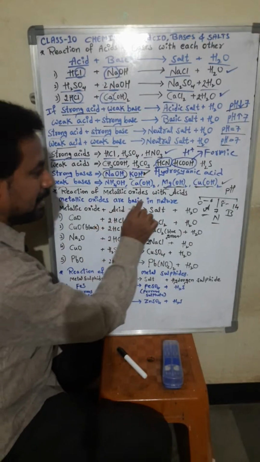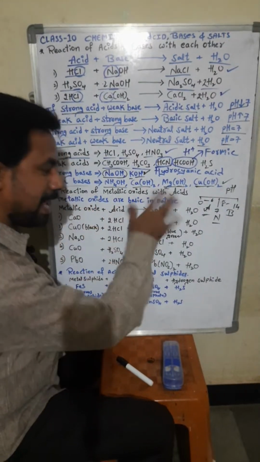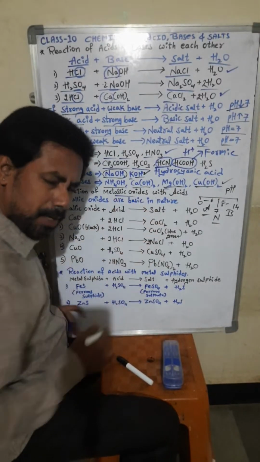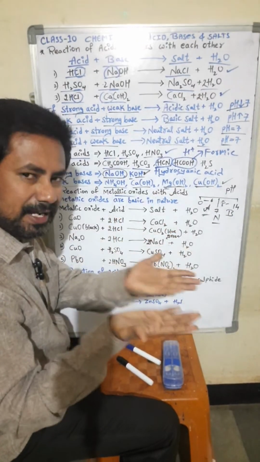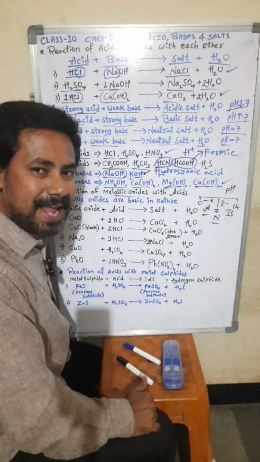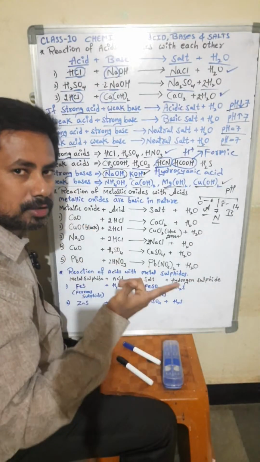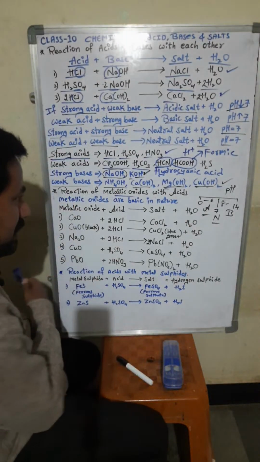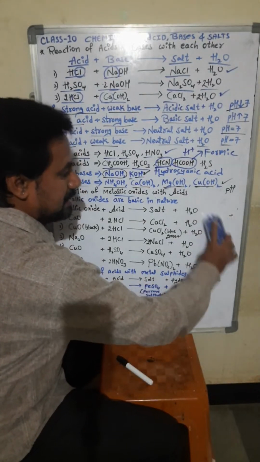So now, reaction of metallic oxides with acids. What we are going to see? Reaction of acids with what? Metallic oxides. Sir, what do you mean by metallic oxides? When metal is combined with oxygen, metallic oxide, simple. See here, CaO. What is Ca? Calcium. It is a metal. Combining with oxygen, calcium oxide, metallic oxide. Clear? Easy? So let us say one by one some examples for better understanding, students. It will become very easy for you.